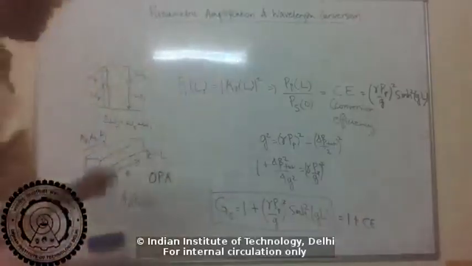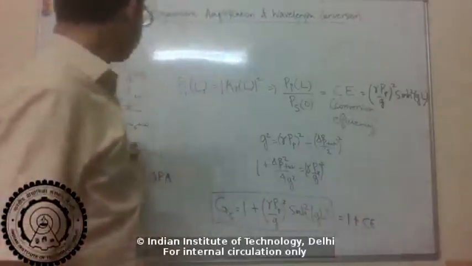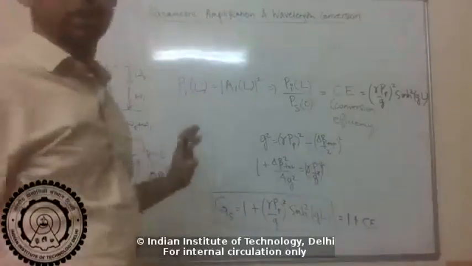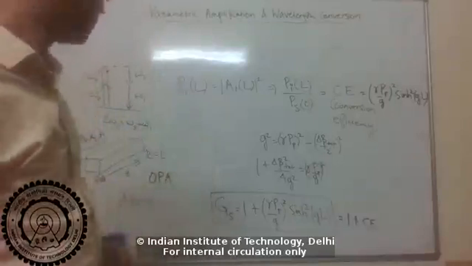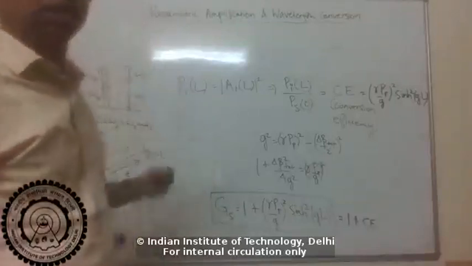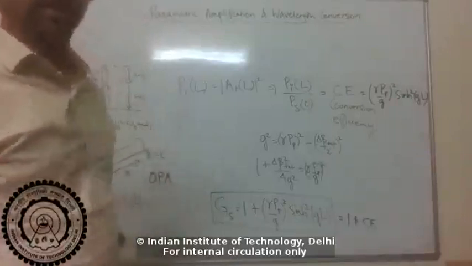Okay, there are different kinds of OPAs. This one is based on chi3 four-wave mixing. There are other OPAs which are based on, let's say, chi2 interactions, etc. But basically, the principle is if you can build an optical amplifier using a parametric nonlinear process, that's called an OPA.